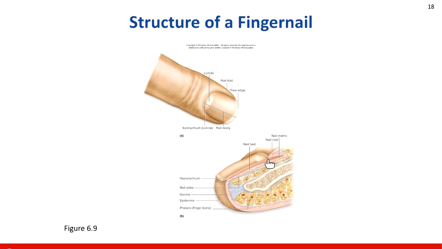But this whole hardened structure is referred to as the nail plate. This whole hardened structure includes the root, the body, and the free edge. That is the nail plate.